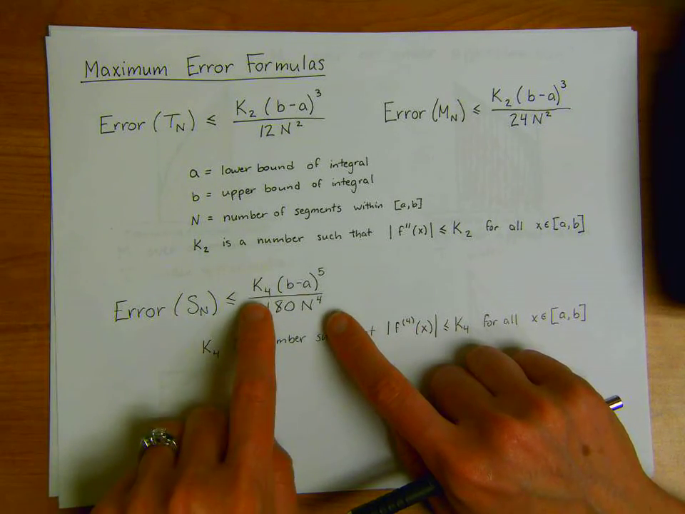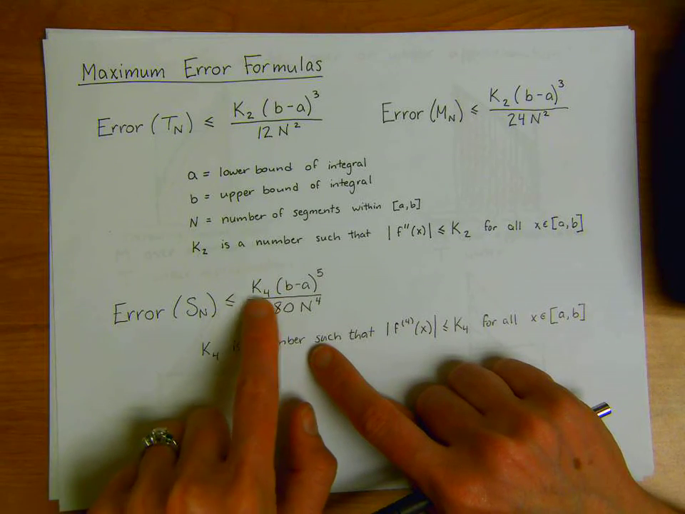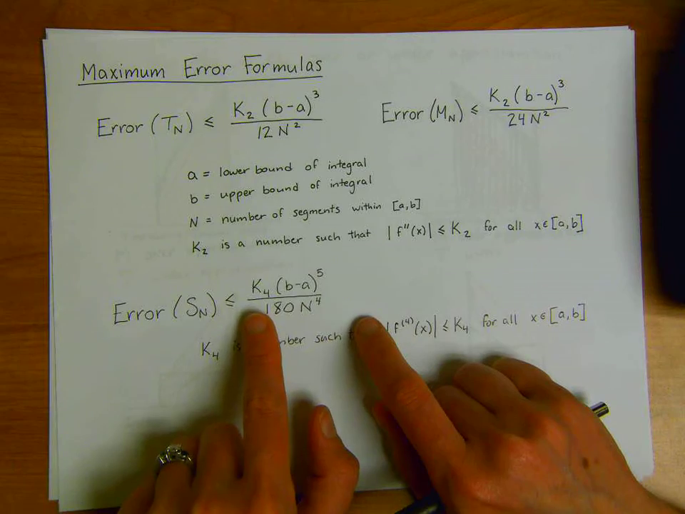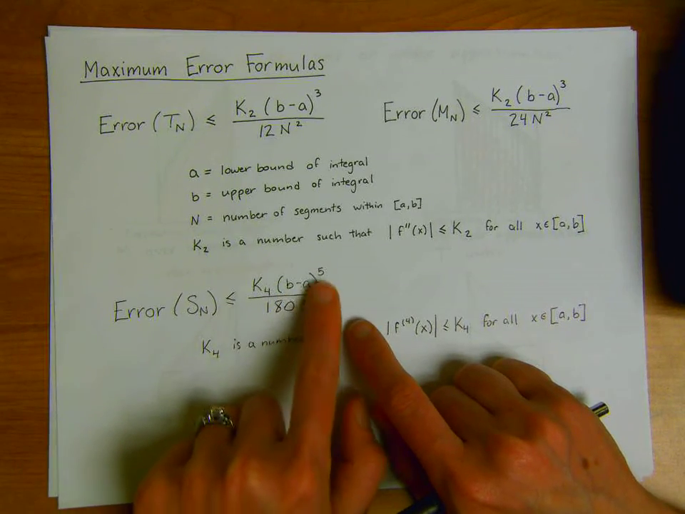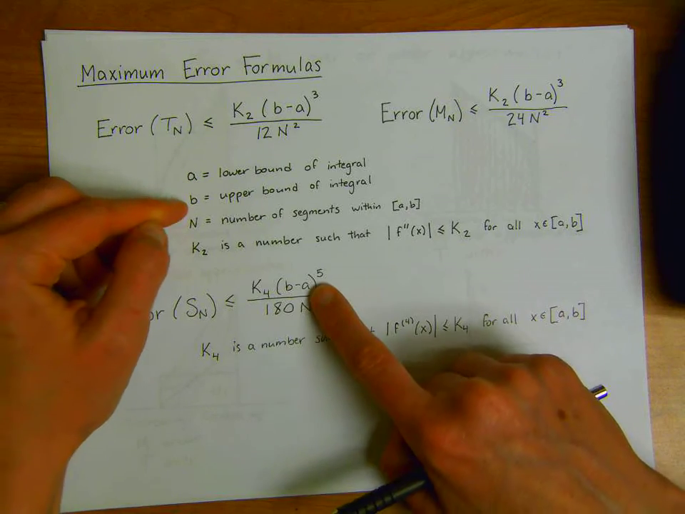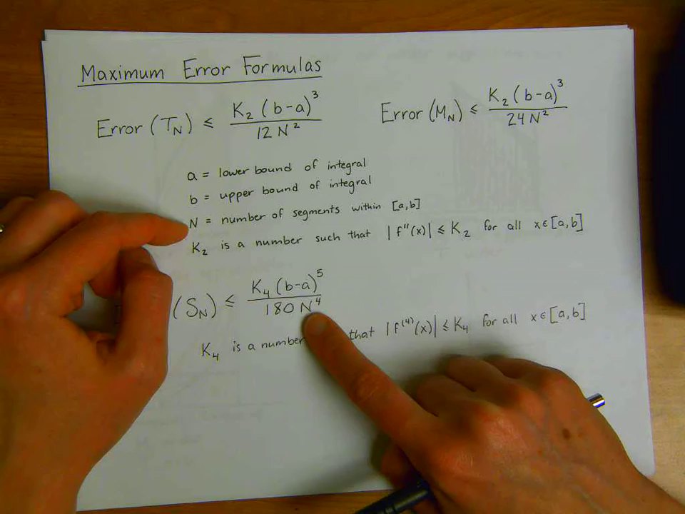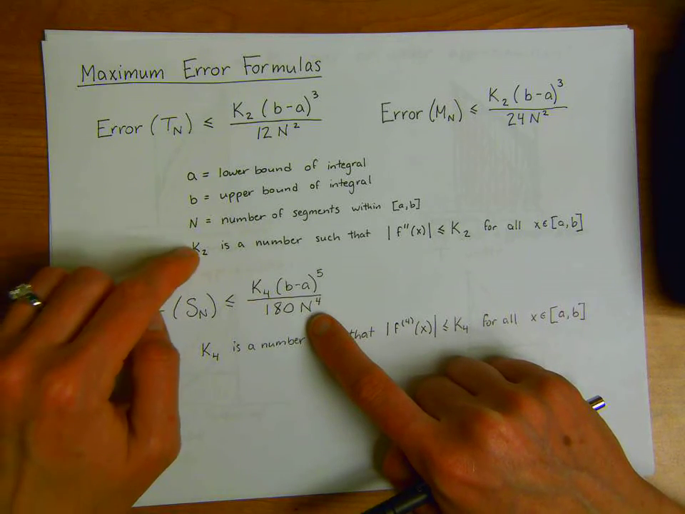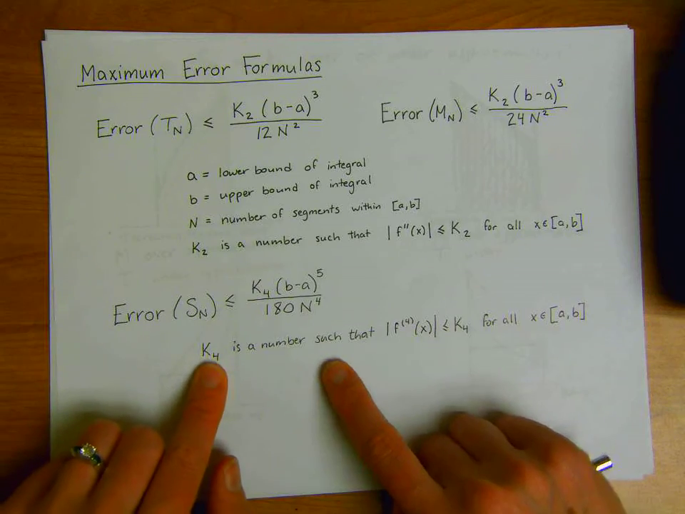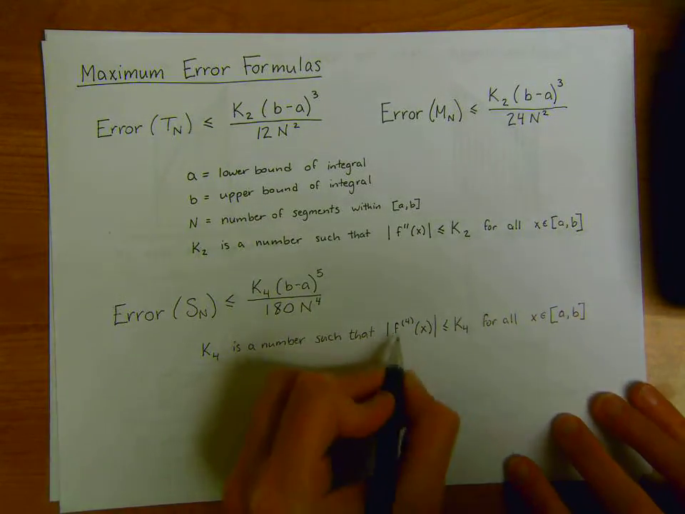It is always going to be bounded, so less than K4 times (b minus a) to the fifth divided by 180 times n to the fourth. A and b, again, are our upper and lower bounds of the integration that we're doing. N is the number of intervals, but instead of using K2, which is a second derivative approximation, K4 is a fourth derivative, and maybe this is notation that you haven't seen for a little while.